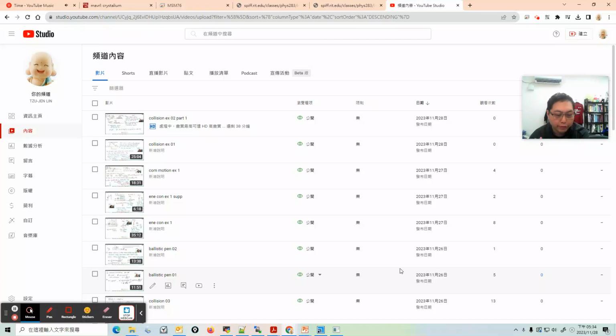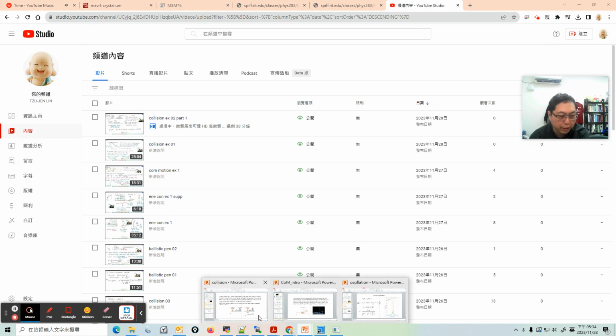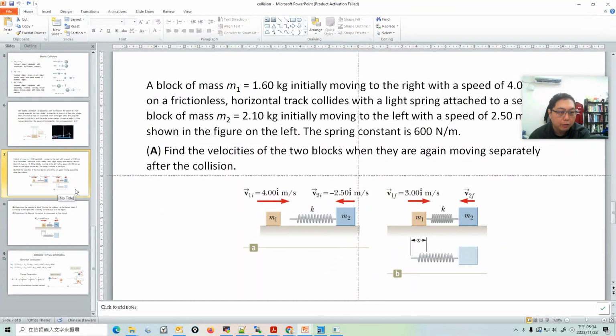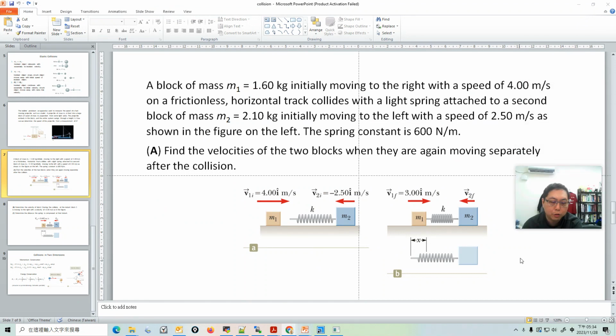Hello everyone. This is part two of example two. In part one, we solved the problem where two objects collide with each other, but there's a spring attached to M2. In fact, that spring doesn't affect our analysis, because for a collision we don't need to know the details of the collision force.